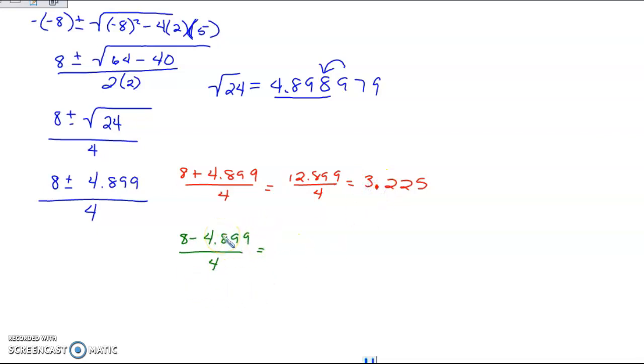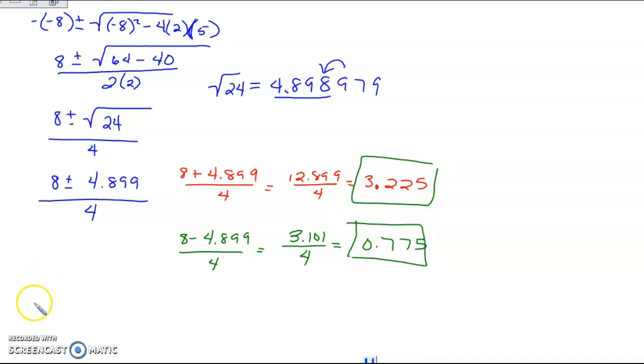The other one is 8 minus 4.899. That equals 3.101. Oops, I'm just going to do a different color. Keep this together. So 3.101 over 4. And we get 0.7752. So that's going to be 0.775. And those are our two answers. Those are our two solutions.